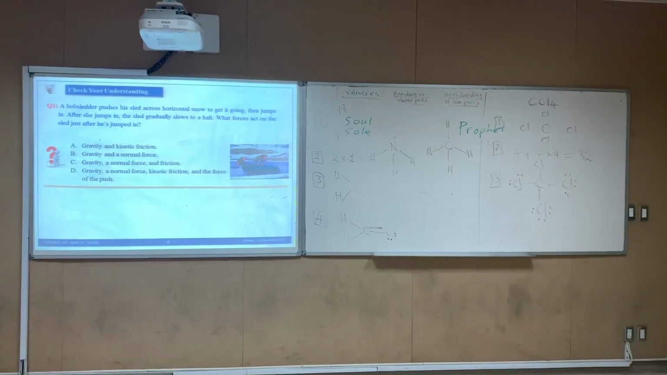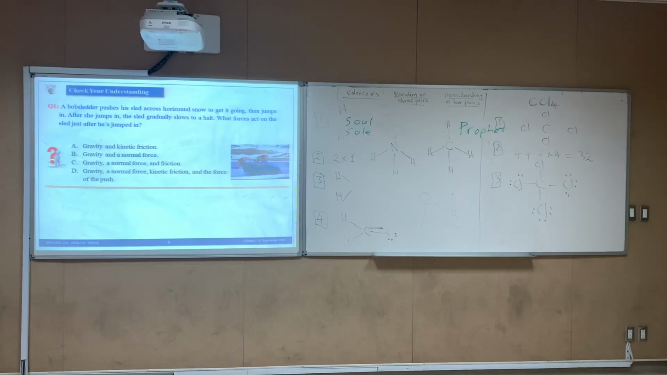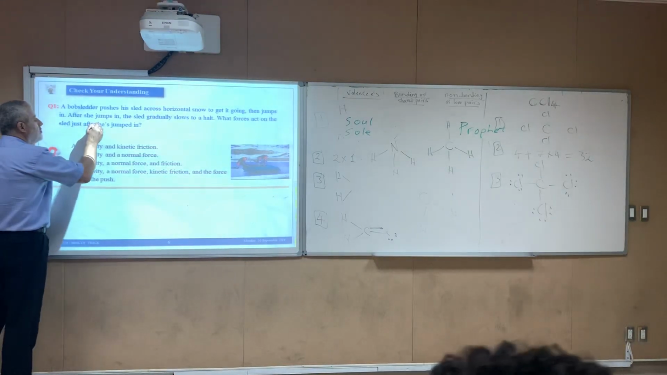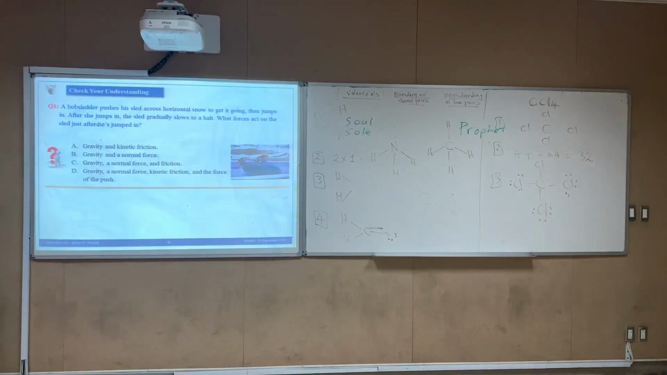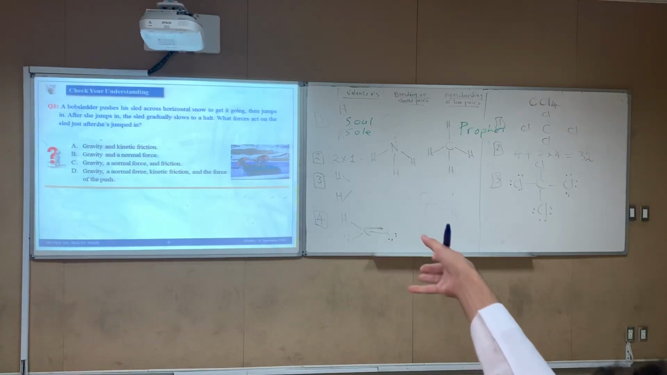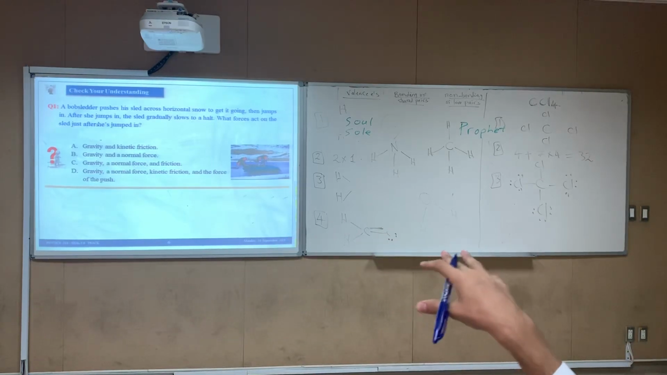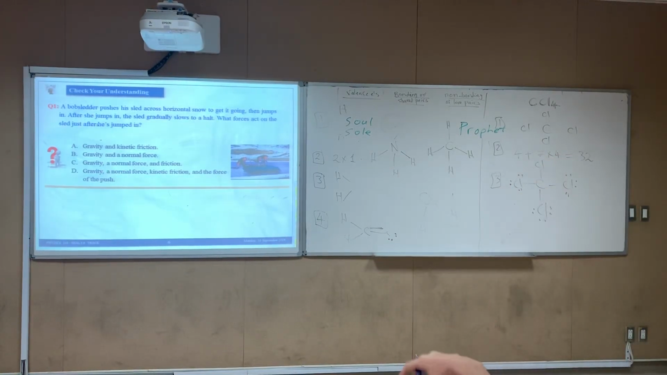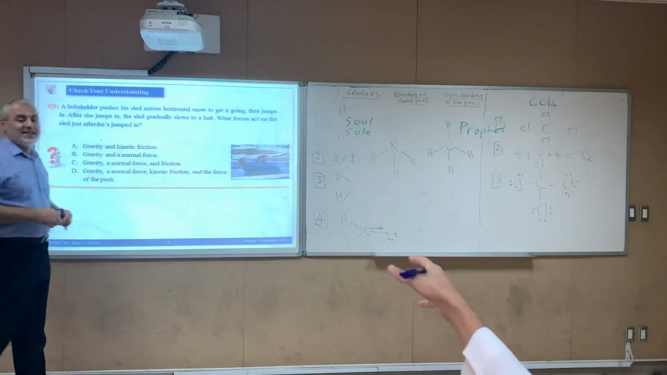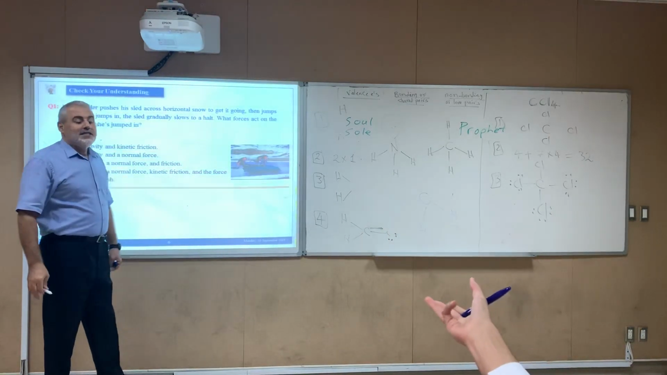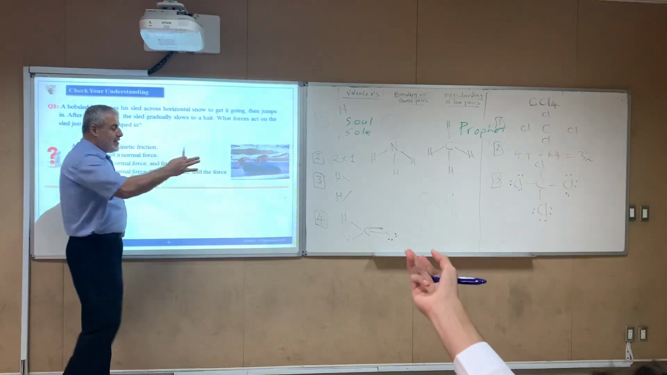Yes, Zaid. A bobsled pops leader pushes his sled across horizontal snow to get it going, then jumps in. After he jumps in, the sled gradually slows to a halt. What forces act on the sled after he jumps in? Since this is after he jumps in, we ignore the pushing from before. So we focus on after he jumped in the sled. It said the sled gradually slows, so slowing means that there's friction. Okay, give me the forces here.